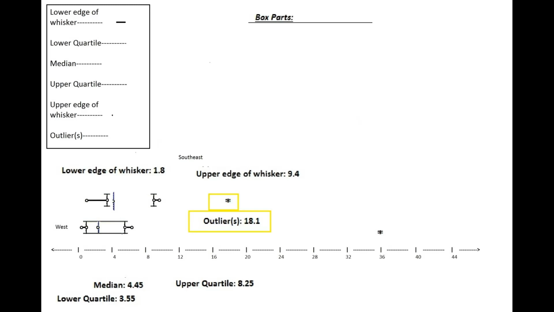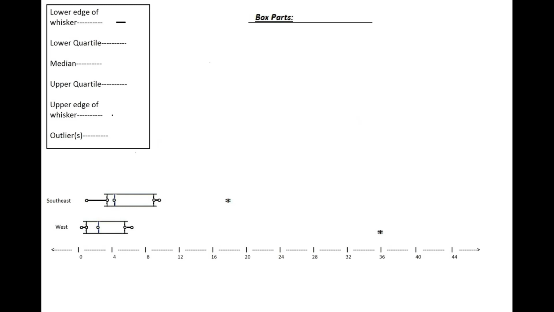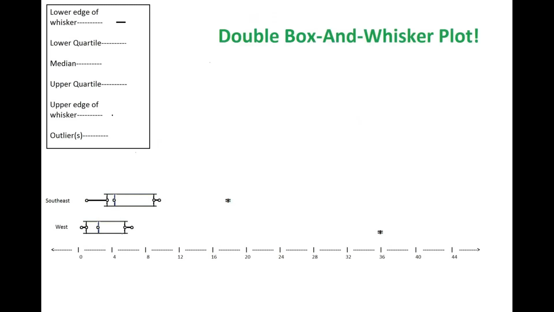We could have more than one, but we've only got one outlier for the southeast set of data. So there you have it. That's our double box plot. And it took us all those 5 minutes of math to get to the point where we understand the basis for this. I wanted to give you some of the vocabulary for it and tell you how to build one.